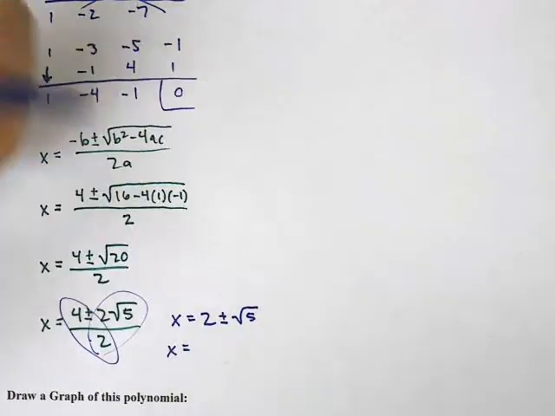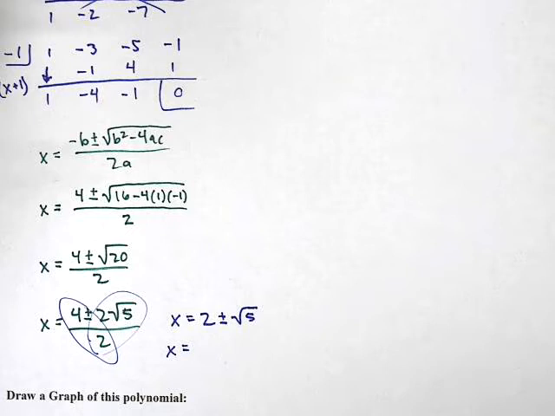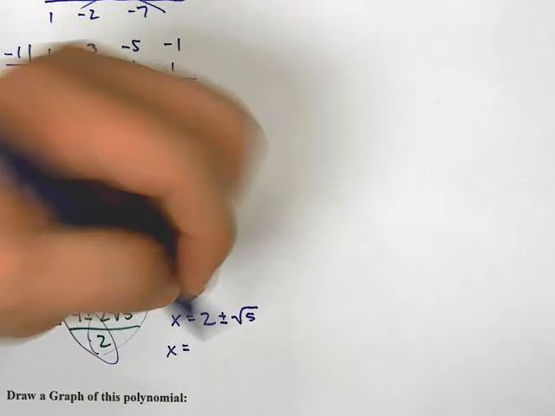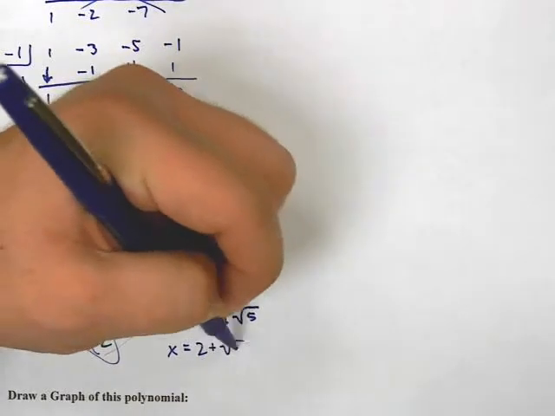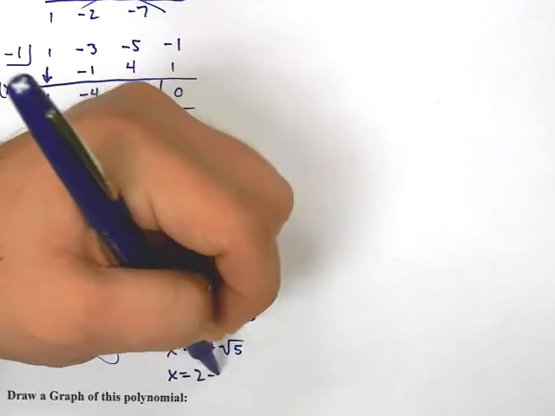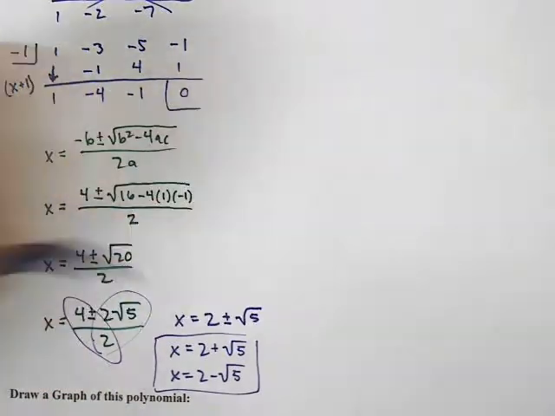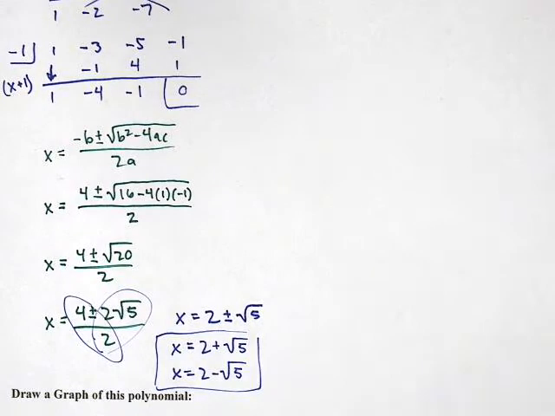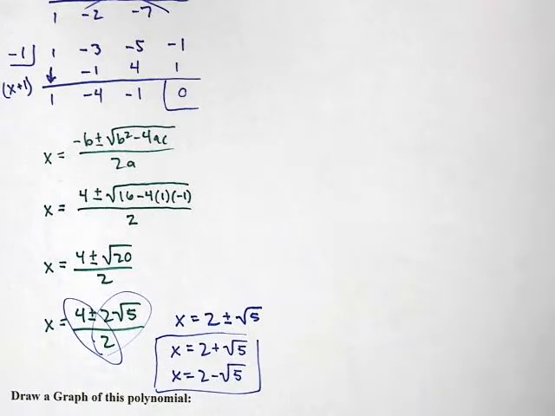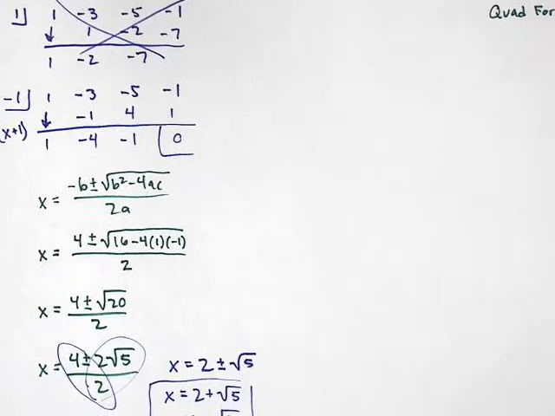Just to help us out here, because we still have to write this in factored form, I'm going to split this up. I'm going to say 2 plus root 5 and 2 minus root 5. And what I want you to now know is that these are zeros. We can actually put them into our factored form, and that's what we're going to do right now.